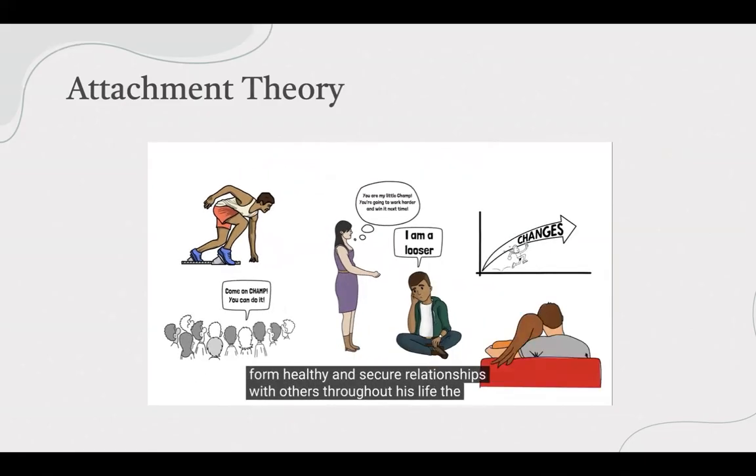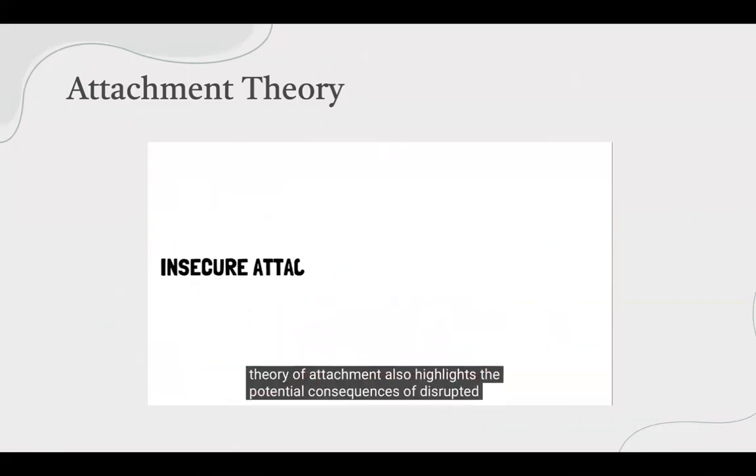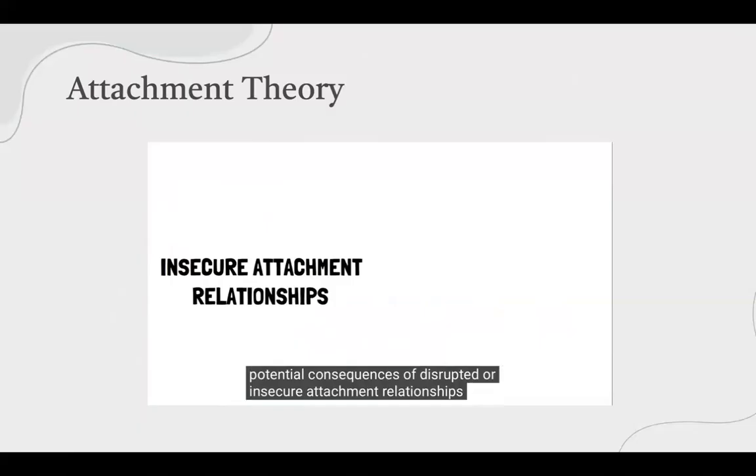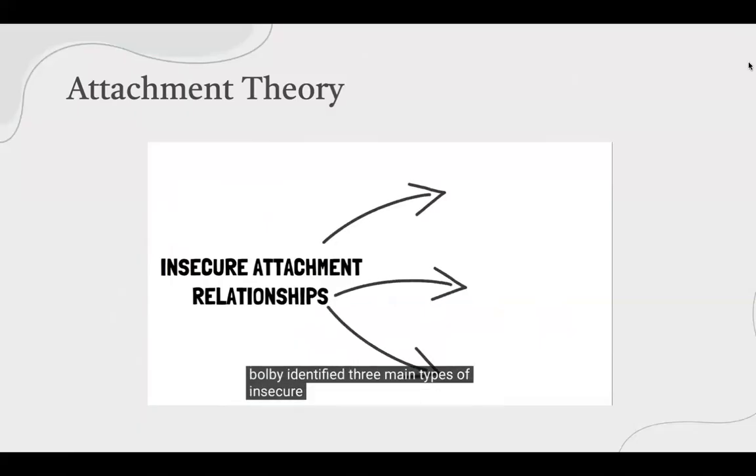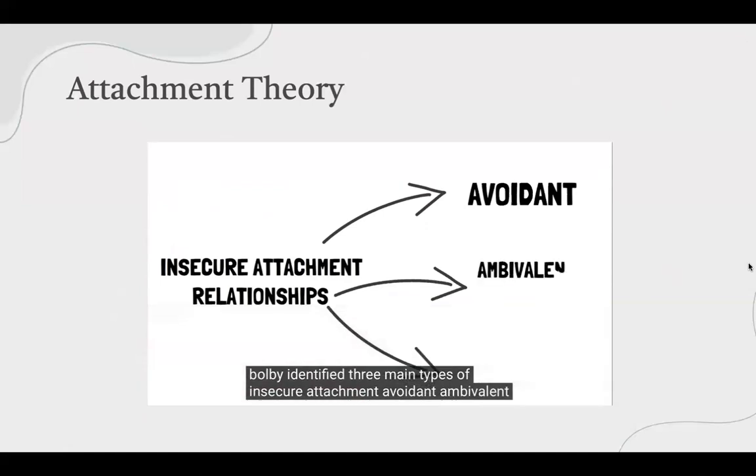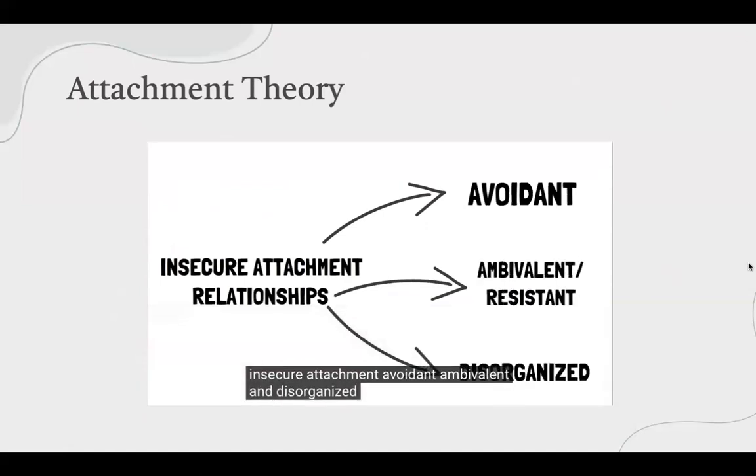The theory of attachment also highlights the potential consequences of disrupted or insecure attachment relationships. Bowlby identified 3 main types of insecure attachment: avoidant, ambivalent, and disorganized. Let's explore each of these styles.